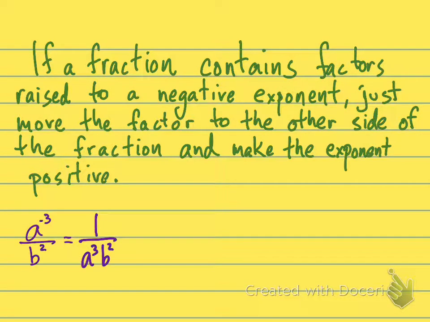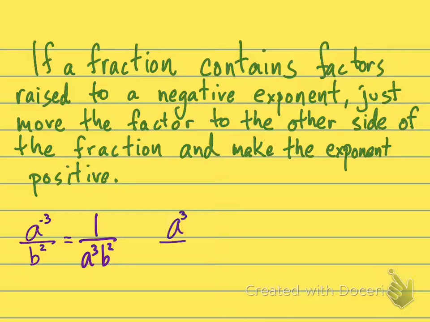Just a couple of basic examples here just to kind of illustrate this point. A to the negative third on top could be a to the positive third on the bottom of the fraction, all right? That b squared on the bottom, that's a positive exponent, so it doesn't go anywhere. And you know, the a to the third on top moving to the bottom leaves behind a factor of 1. So it's 1 over a cubed b squared.